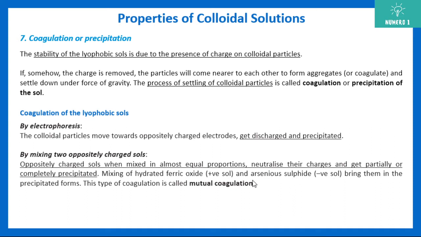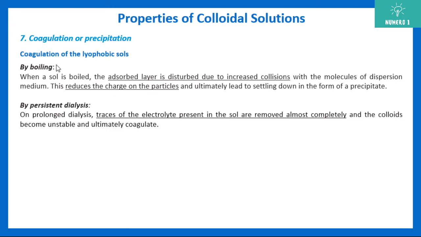So if you mix them in some proportionate manner, that will be coagulating both the sols, right? So it is called mutual coagulation. Oppositely charged sols, when mixed in almost equal proportion, neutralize their charges and get partially or completely precipitated. Easy.